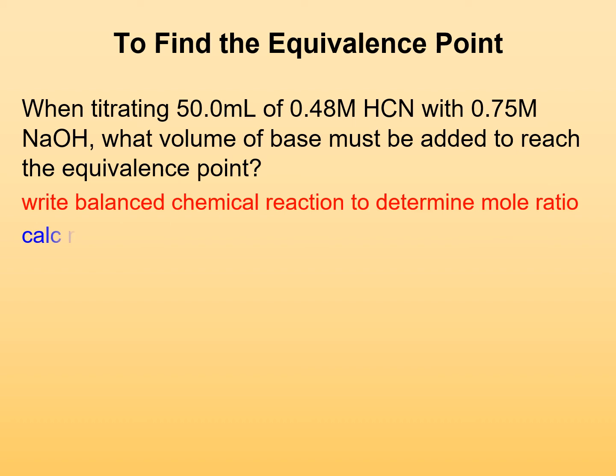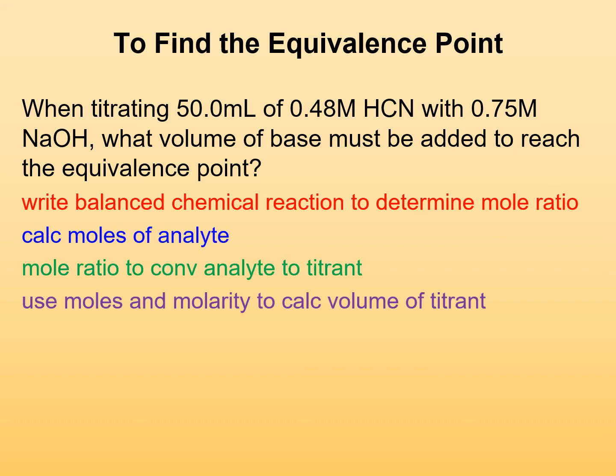So remember, you need to write the balanced chemical reaction to find the mole ratio. You're going to calculate moles of your analyte, so moles of your known solution. You're going to use the mole ratio to convert the moles of analyte into moles of your titrant, your unknown solution, and use molarity to find the volume of titrant needed.